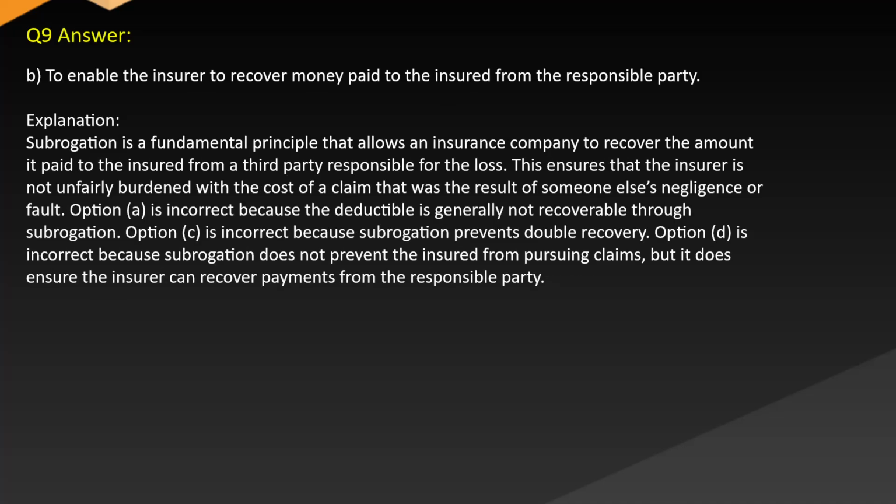Answer: B. To enable the insurer to recover money paid to the insured from the responsible party. Explanation: Subrogation is a fundamental principle that allows an insurance company to recover the amount it paid to the insured from a third party responsible for the loss. This ensures that the insurer is not unfairly burdened with the cost of a claim that was the result of someone else's negligence or fault.